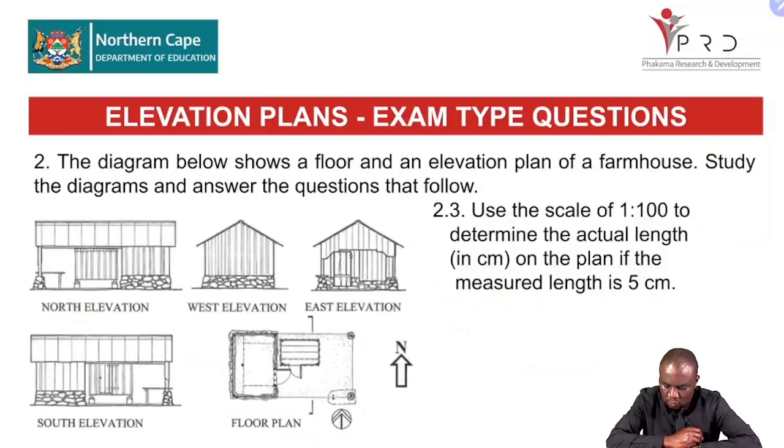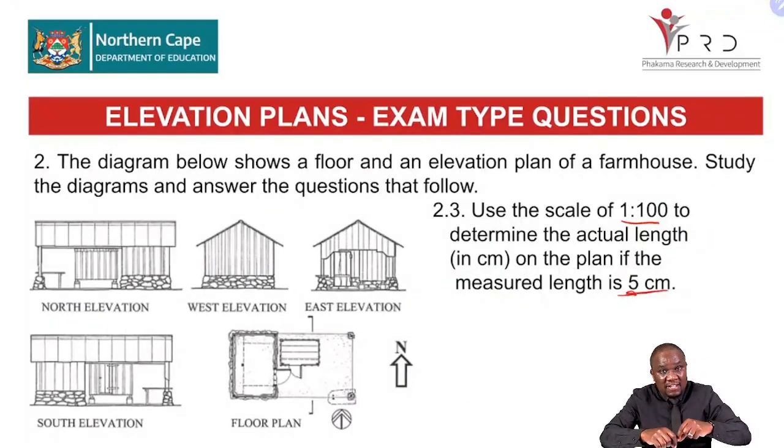Use the scale 1:100 to determine the actual length in centimeters on the plan if the measured length is 5 centimeters. We measure this length on the plan and find that it's 5 centimeters. What is it in real life? I want you to do this calculation in 3 minutes. Let's try.